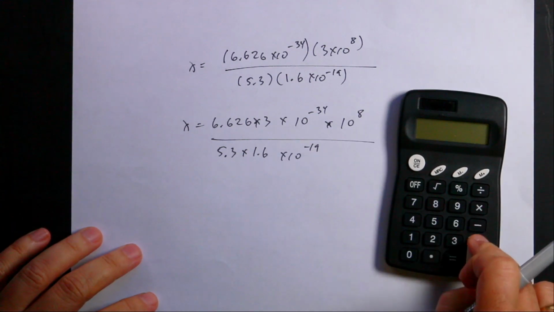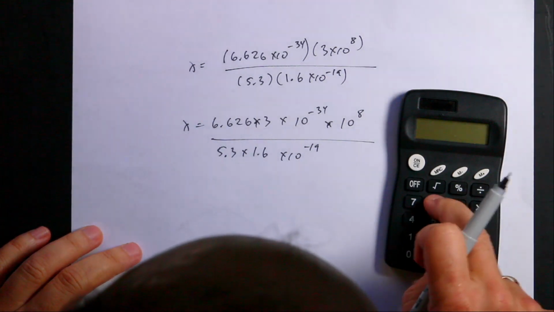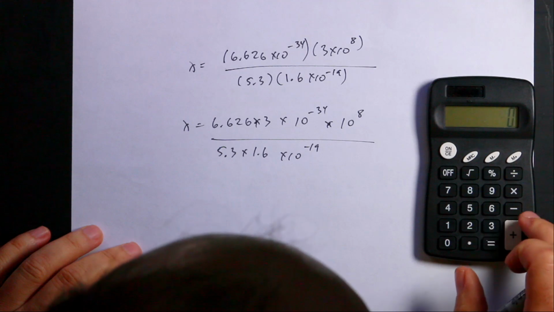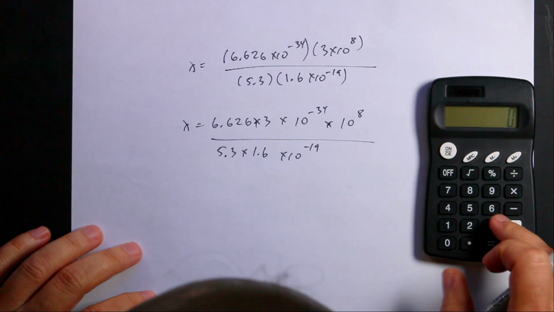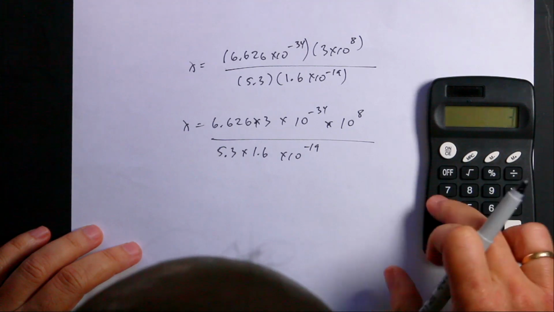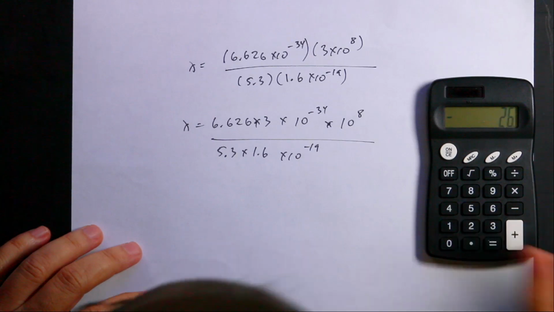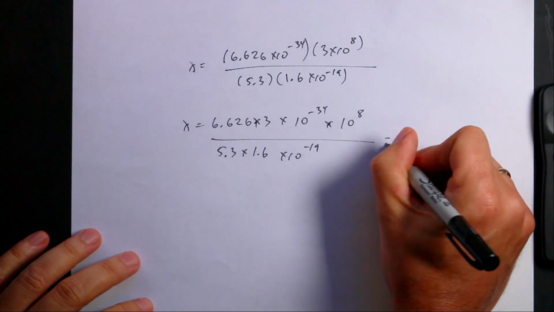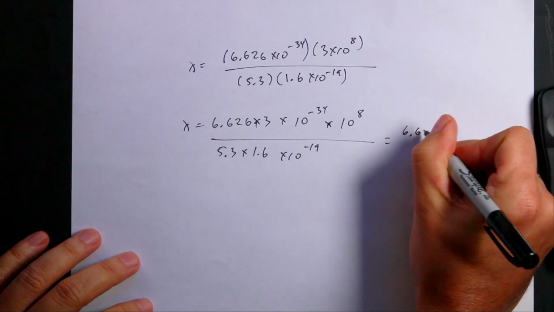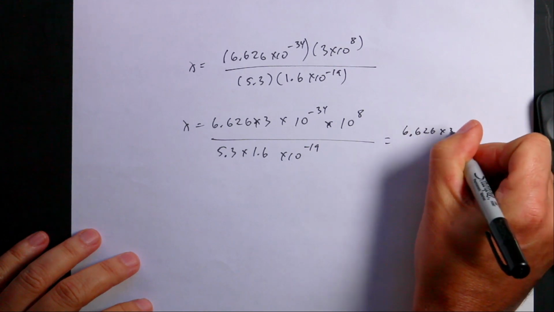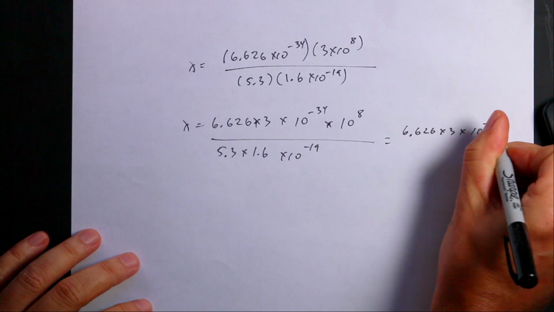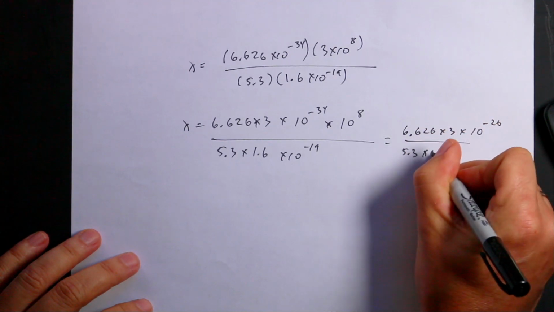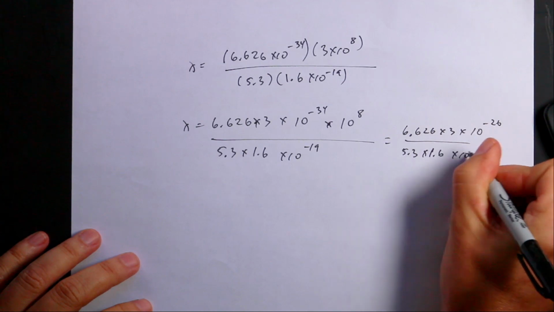I could say 8. Oh, got to turn it on. I could say, this doesn't even have negative. So I can say 8 minus 34 equals negative 26. Okay. So writing this out, I get 6.626 times 3 times 10 to the negative 26 over 5.3 times 1.6 times 10 to the negative 19th.